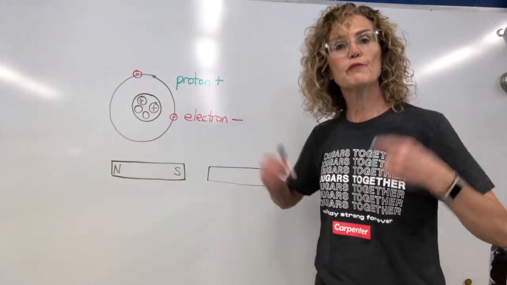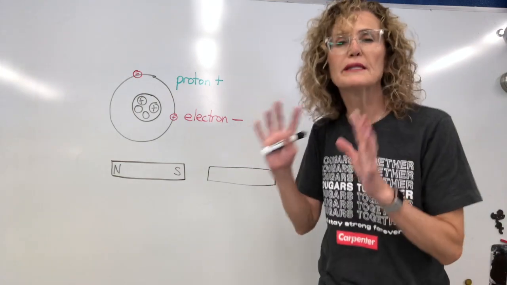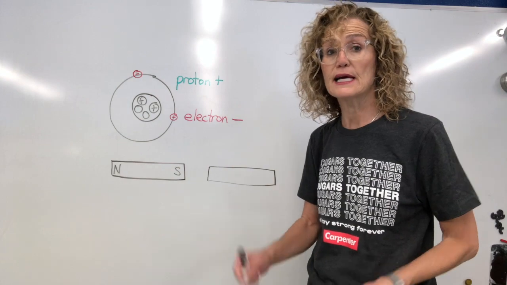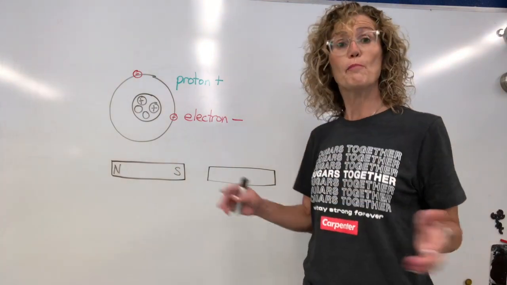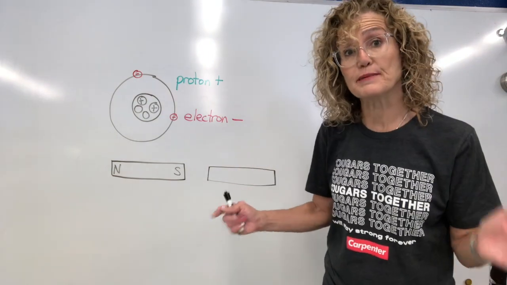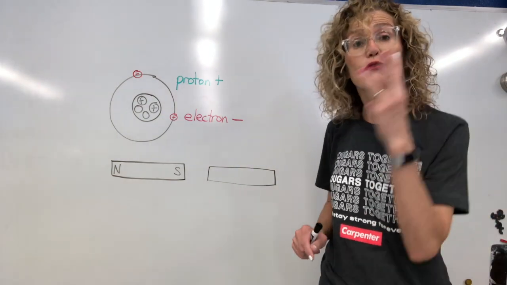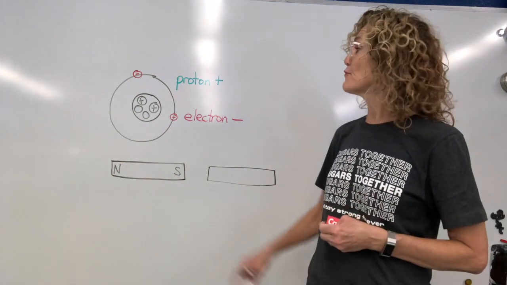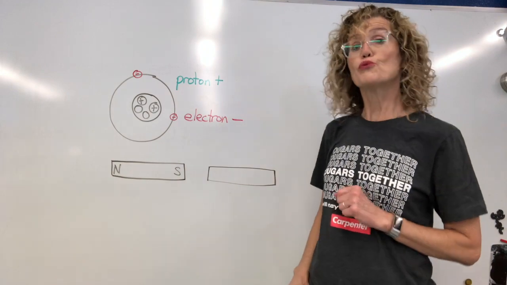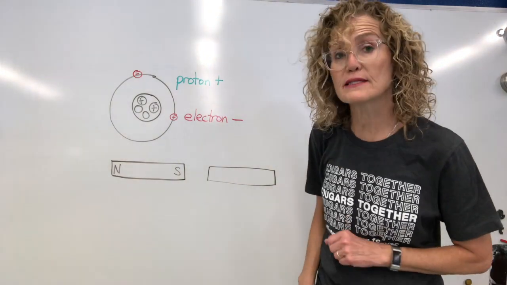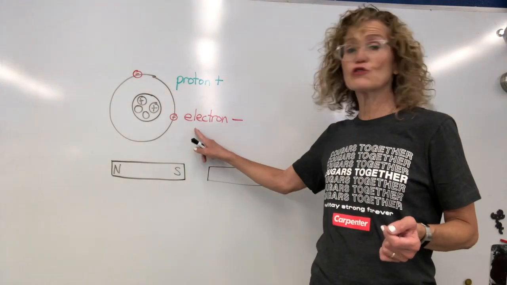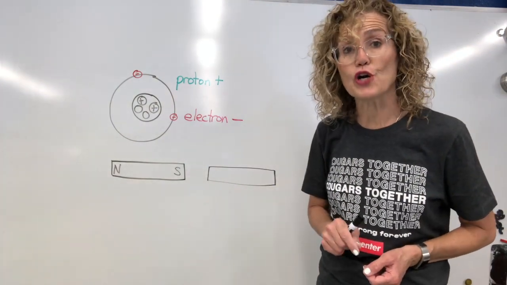Okay, so before we move on with electricity, I just want to do a little review once again about static electricity and magnets. When we talked about matter, solid, liquid, gas, matter is made out of atoms, and atoms are made out of three things. They're made out of protons, neutrons, and electrons. Protons have a positive charge. Neutrons have no charge at all, and electrons have a negative charge.